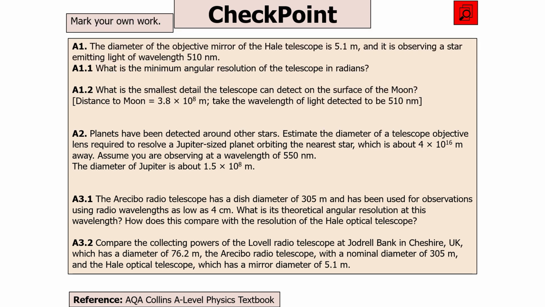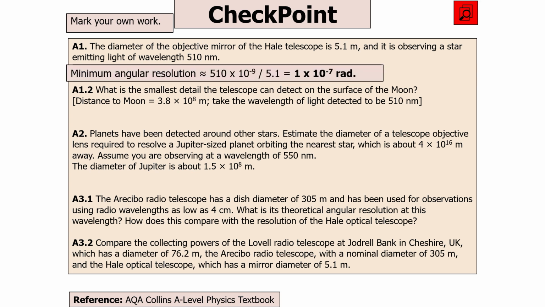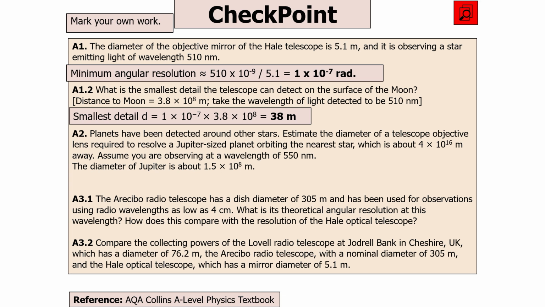Right, in this first one, angular resolution is lambda over d, the Rayleigh criterion. Make sure we're in the same units, and we get 1 times 10 to the minus 7 radians. So the smallest detail that you can see is going to be this minimum angular resolution multiplied by the distance to it. So therefore it will be 38 meters.